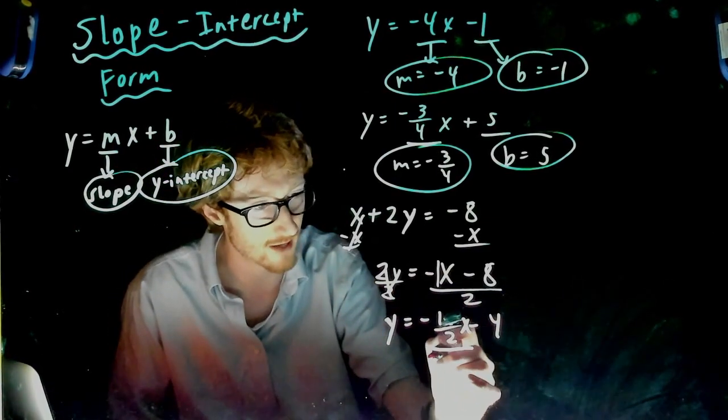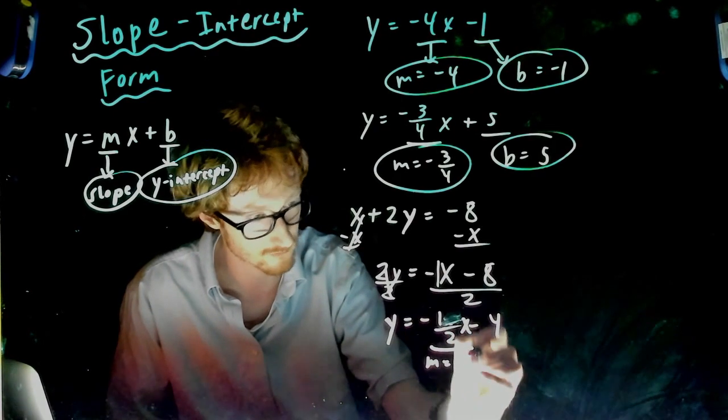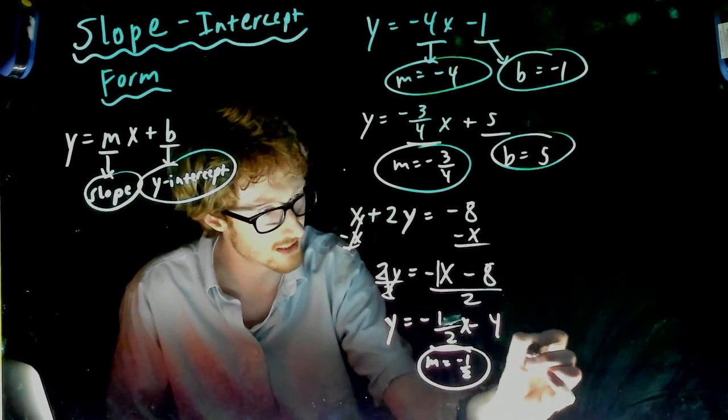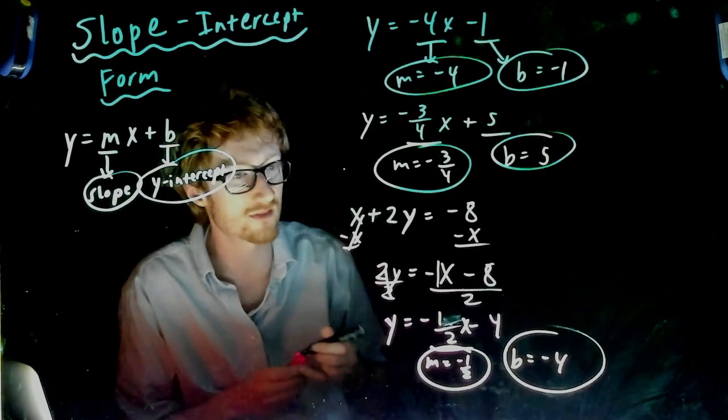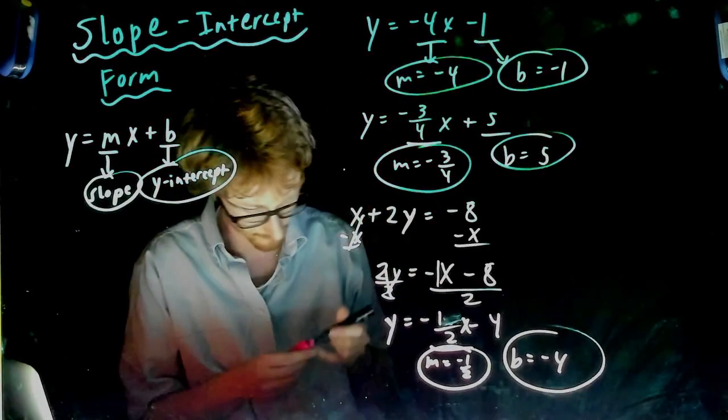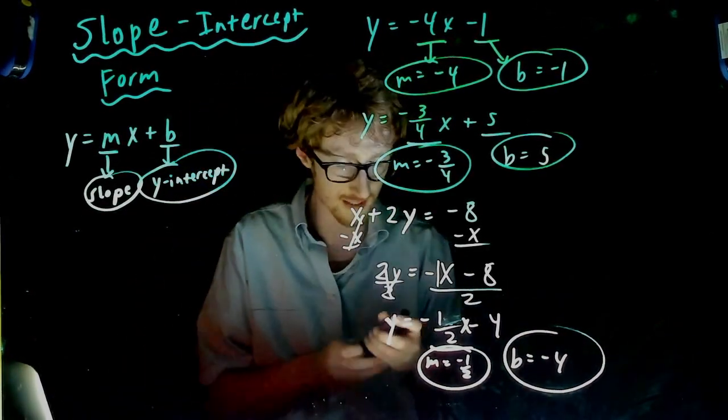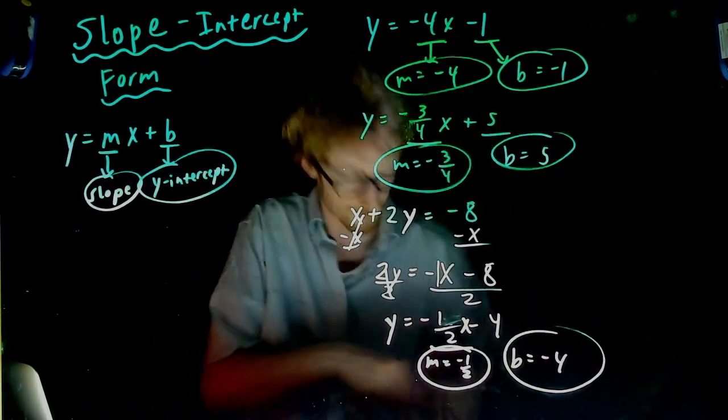So now, look at that. Your m is negative 1/2, and your b is a negative 4. So even though it's not in the same form as these other two were, you can still do the exact same thing as you did before.